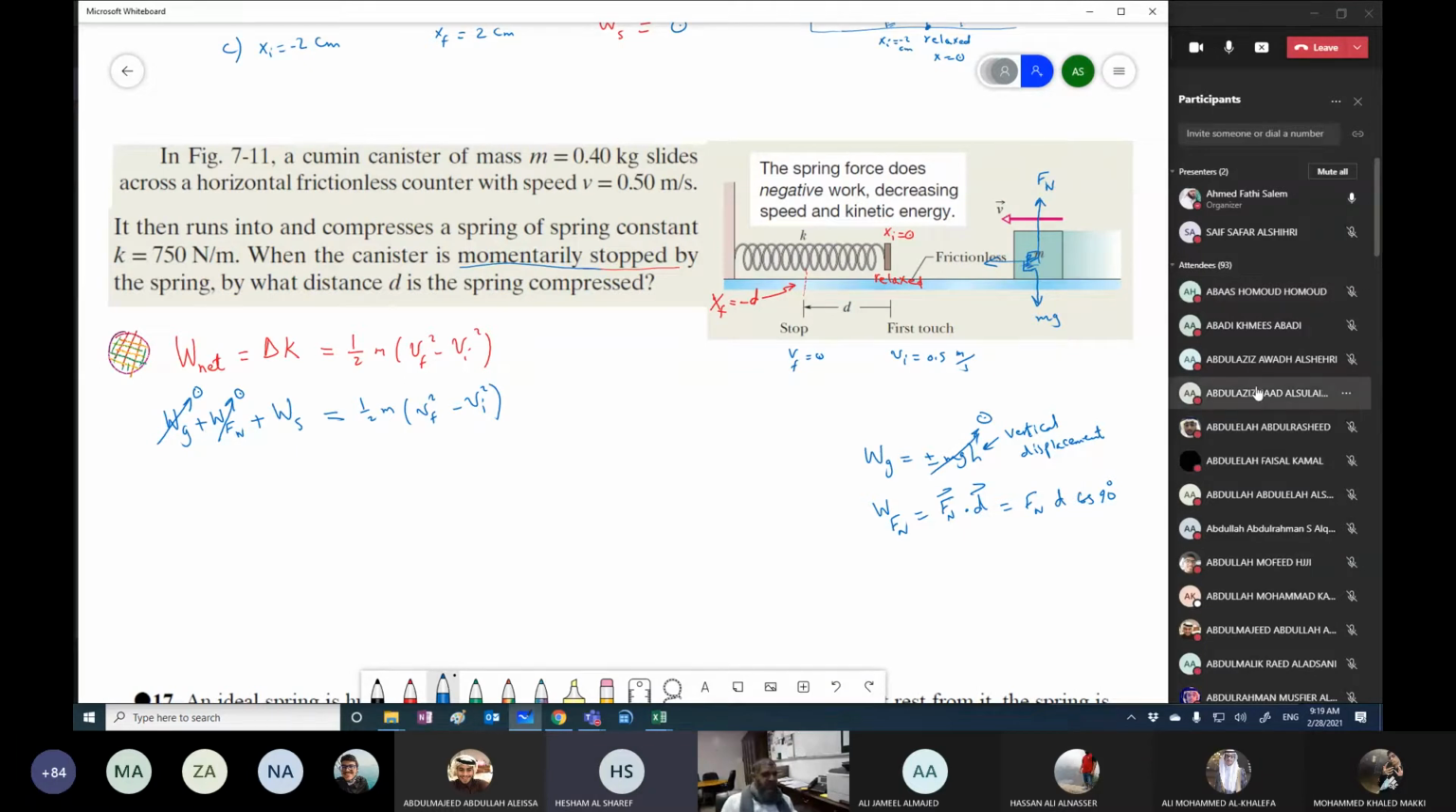So v final is zero. Excellent. So v final is zero. How much is the work done by the spring? Earlier we wrote the formula above, does anyone remember it? Let's see, work done by the spring equals what? 1/2 K, X initial square minus X final square.